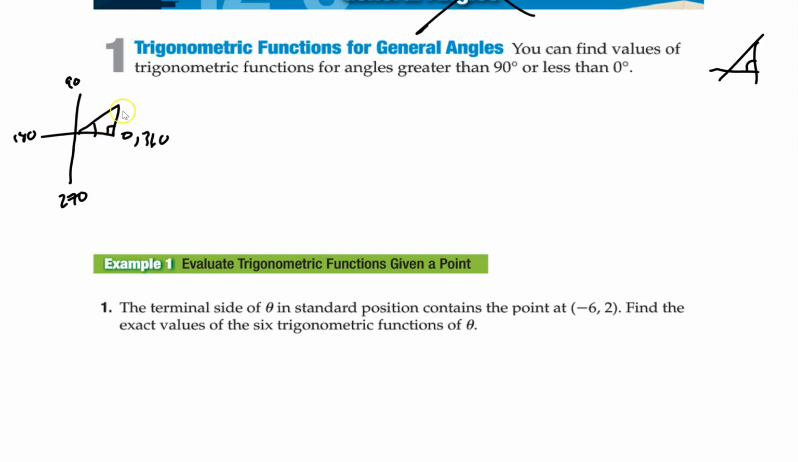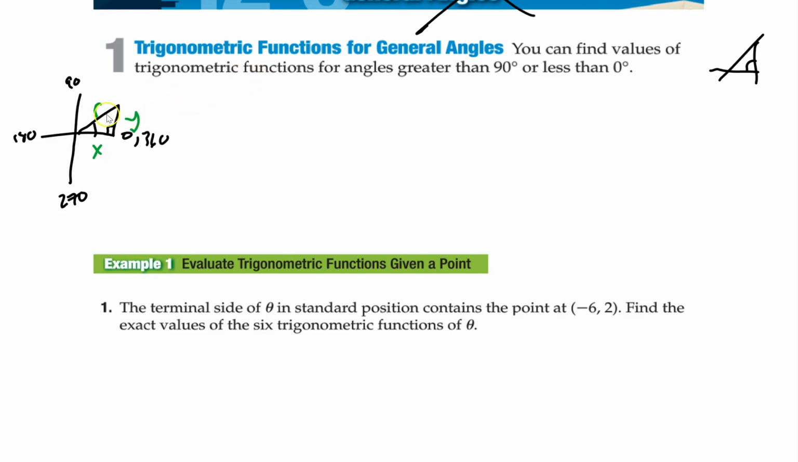And what that means is this, right? That's our angle. Opposite is right here, how much you go up and down on your y. Adjacent is right here, how much you go on your x. And then right here is the hypotenuse. A lot of times they write that as r, right? And then x squared plus y squared equals r squared, the Pythagorean theorem.